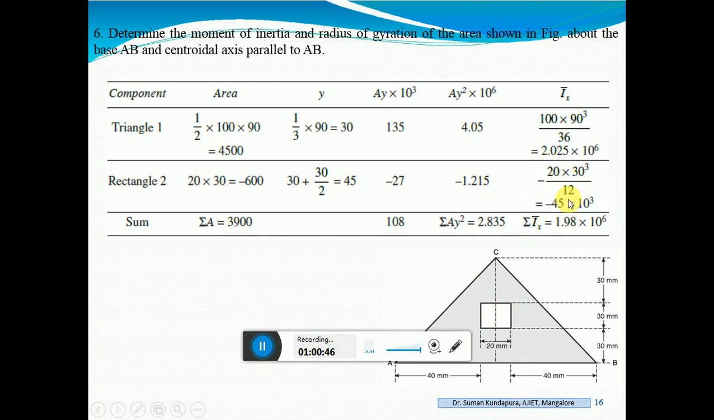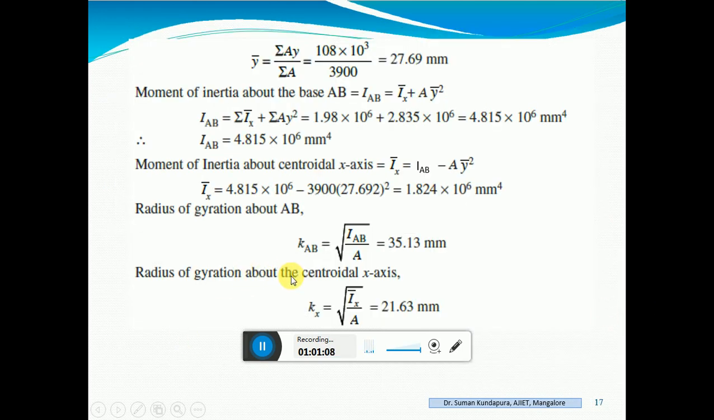BD cube by 12 is for rectangle. Ix bar: sum up all the values and find out the summation values. Now I am supposed to find out the K_AB and K about the centroidal axis parallel to AB. The centroidal axis parallel to AB is I x bar and K x bar accordingly.